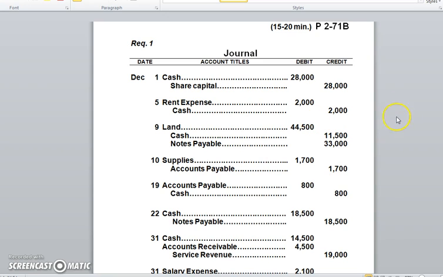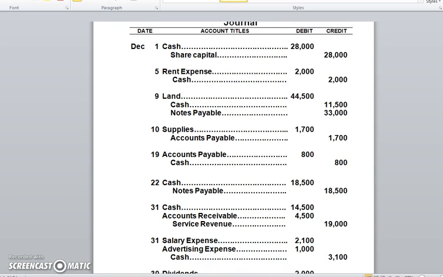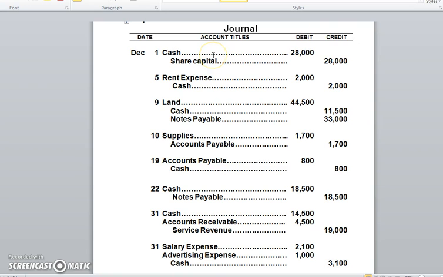Well, here are the answers, and as you can see here, for number 71, again, no explanation necessary. So cash, started the business, $28,000, and $28,000 was the share capital, and then they had to pay rent out of cash, so cash was credited. Rent expense was debited, $2,000, and then using some form of cash and notes payable. So they put down some money, they say they'd pay the rest later, and they purchased that much land.